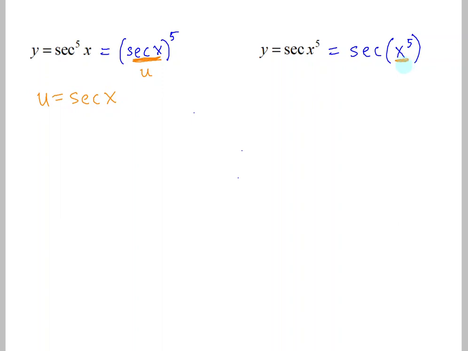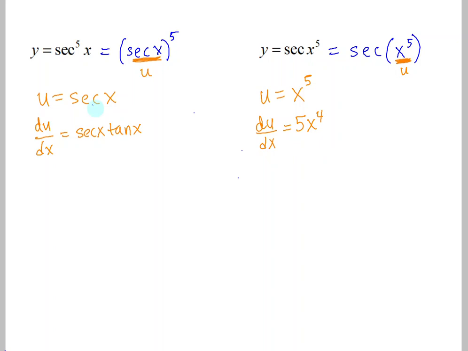Whereas in this one, the inside function, the chocolate, is x to the fifth. Those are very different from each other. If u is secant x, we know we're going to need du/dx, so I'm going to do it now: secant x tangent x. And in this one, du/dx is 5x to the fourth.